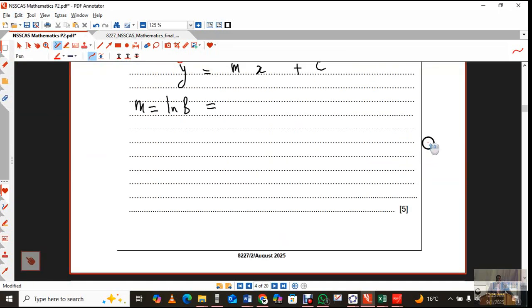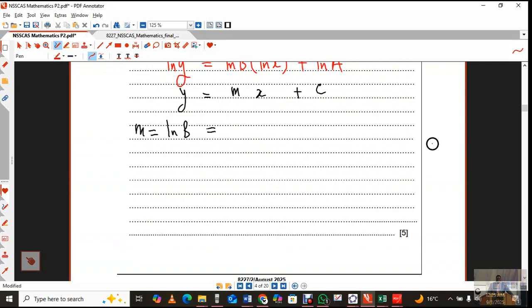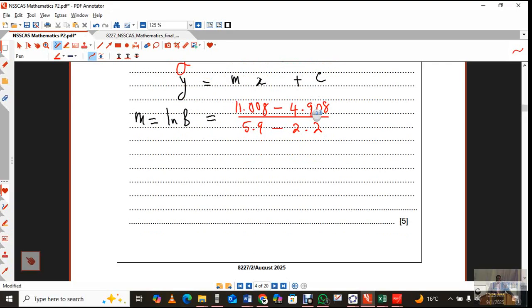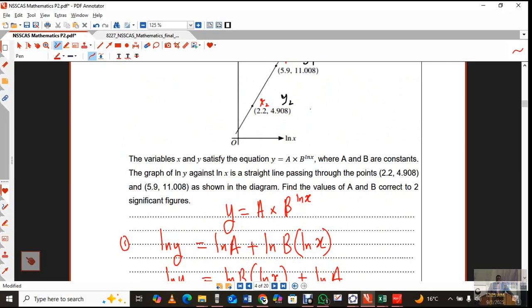So let's do that so I can actually calculate the natural log of b. So first we can find what is that gradient. So that gradient is 11.008 minus 4.908. That would be the difference in y's, and then we're going to divide it by 5.9 minus 2.2, that is the difference in x. Let's just make sure that we have written the correct coordinate points.